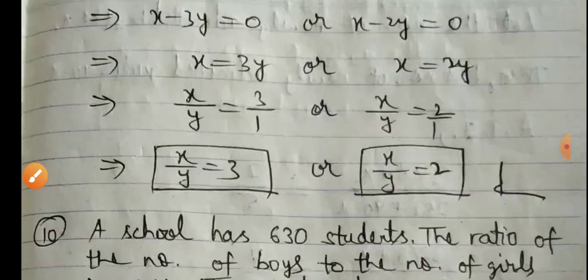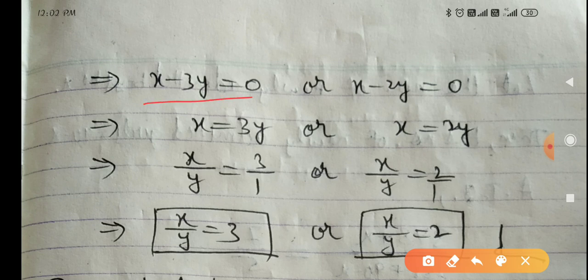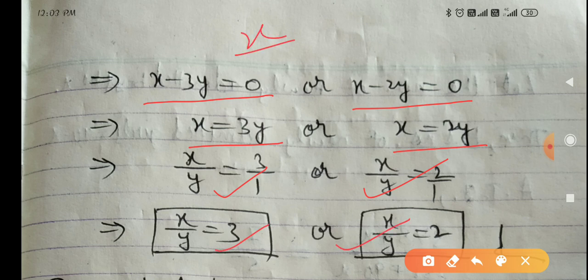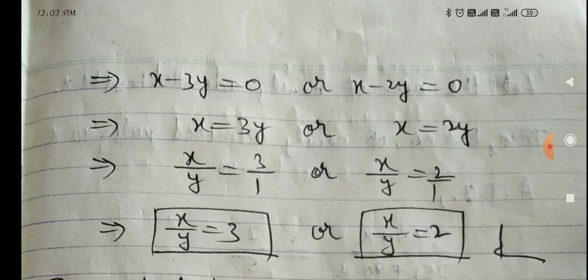Now you can see x minus 3y equals 0, x equals 3y; x minus 2y equals 0, x equals 2y. So x upon y equals 3 upon 1, x upon y equals 2 upon 1. So x upon y equals 3, x upon y equals 2. So the value of x upon y you are getting is 3 comma 2. So like this you can find the values.